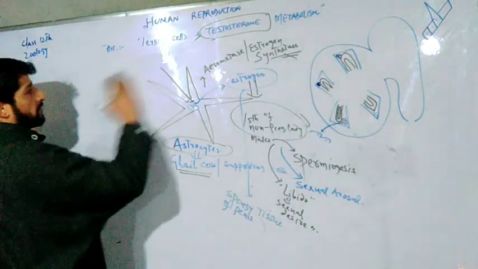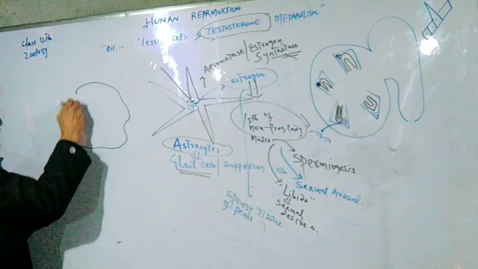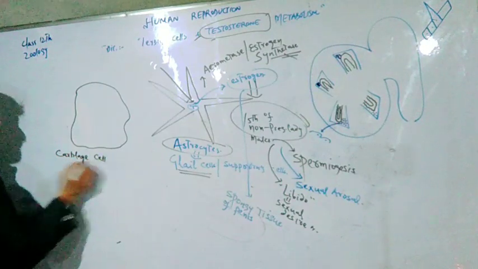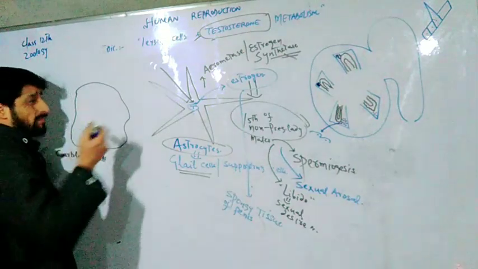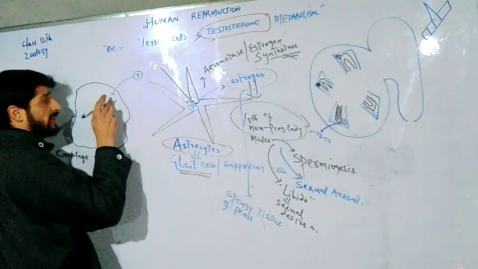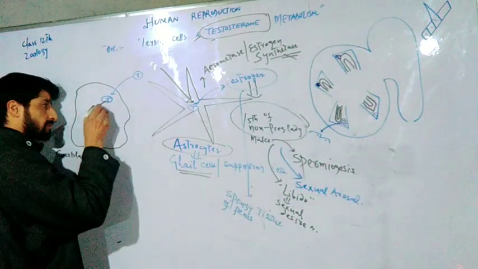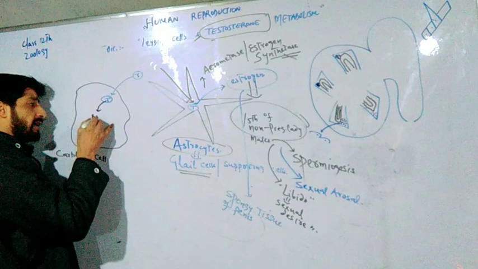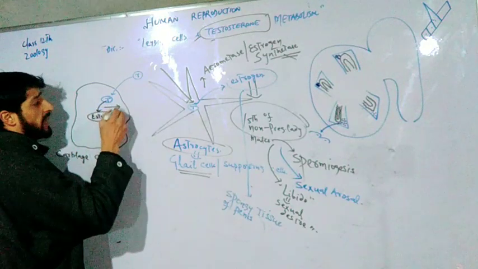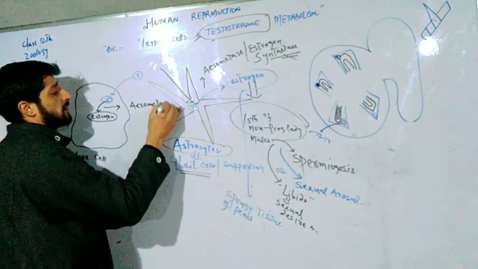Now, next point. Let us suppose this is a cartilage cell, a chondrocyte. Part of testosterone hormone also enters into the cartilage cell. In the cartilage cell, testosterone is converted into estrogen. Testosterone is converted into estrogen by this aromatase enzyme or estrogen synthetase.